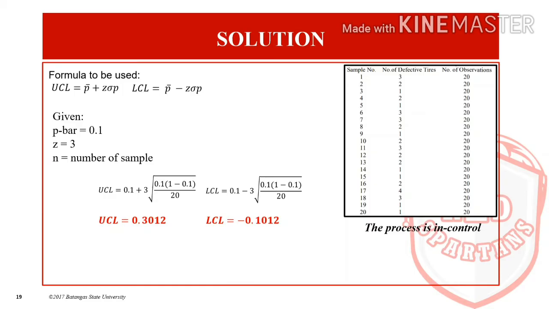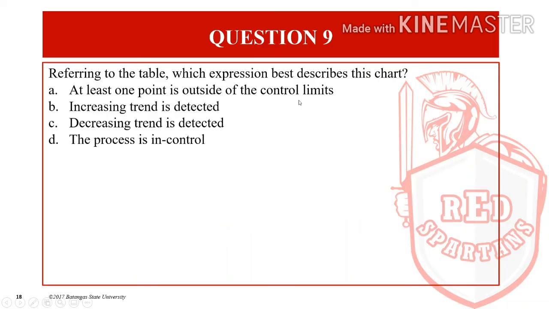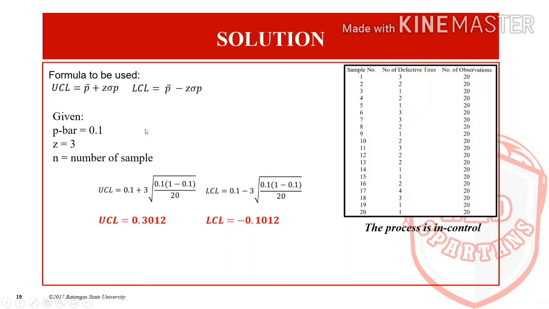Ang pinakamadaming defective tires ay yung sa sample number 17. Sa sample number 17 ay may 4. So, divide natin yung 4 sa 20. So, ibig sabihin 0.2. So, yung 0.2 ay pasok pa sa 0 to 0.3012. Kaya, ang sagot natin dyan is the process is in control. So, yung answer natin for this problem is letter D, the process is in control.